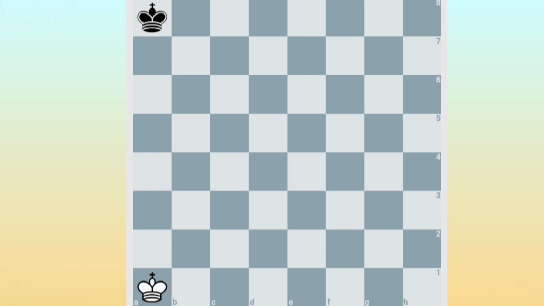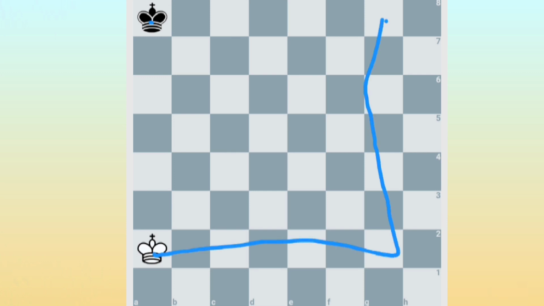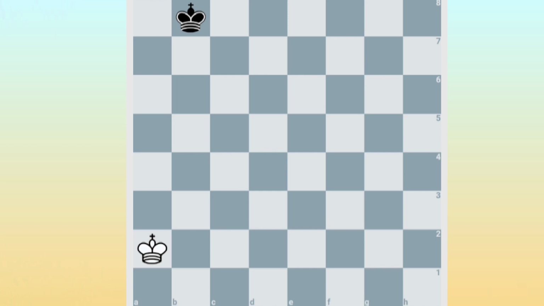The white king moves to a2 and takes the direct opposition, because here the white king forms a rectangle, and all 4 squares of the rectangle have the same color, the white color. So the white king will get the opposition. Now it is black to move. Black king moves and white king moves.